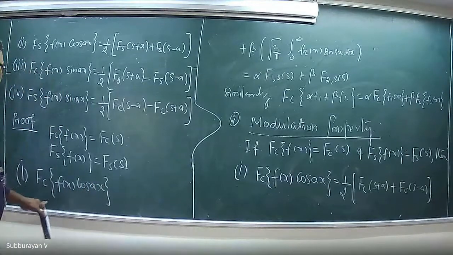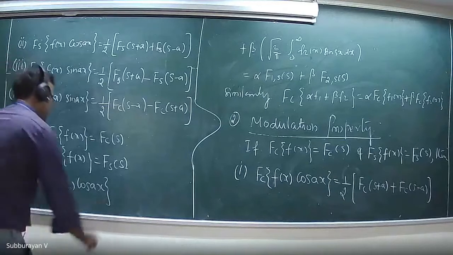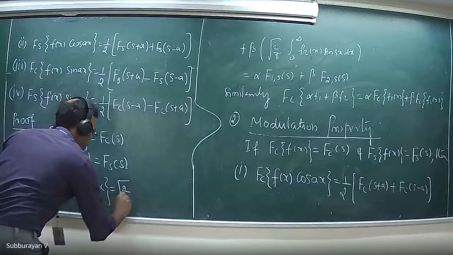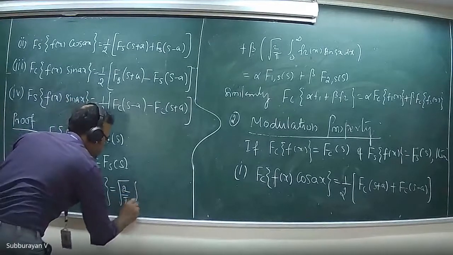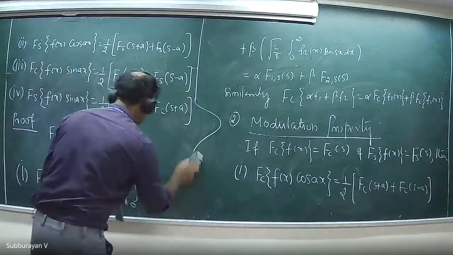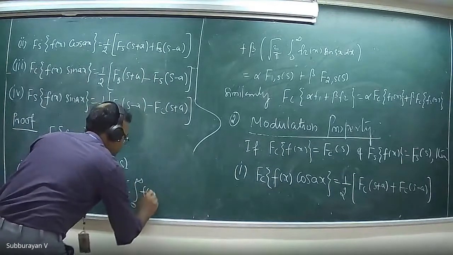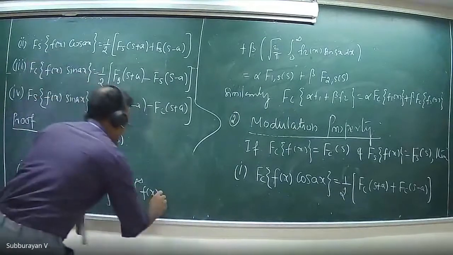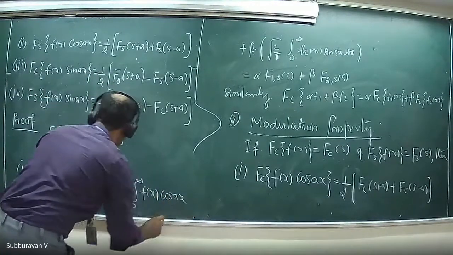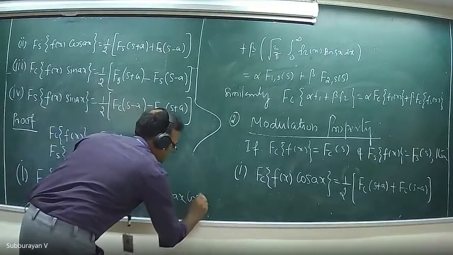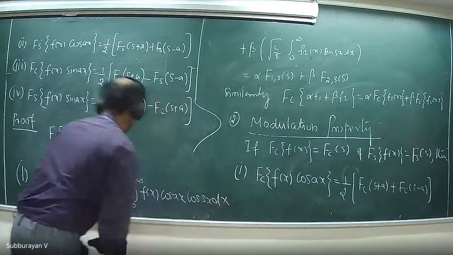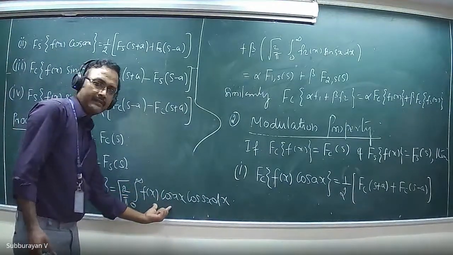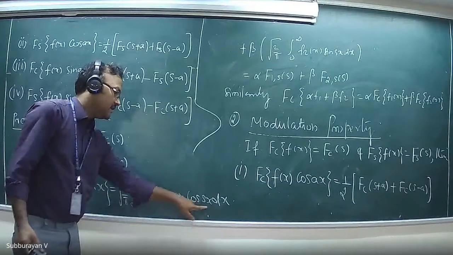The Fourier cosine transform of f of x into cos ax is, by definition, square root of 2 by pi times the integral from 0 to infinity of f of x into cos ax into cos sx dx. You plug this expression in place of f of x, and by definition we have cos sx dx.